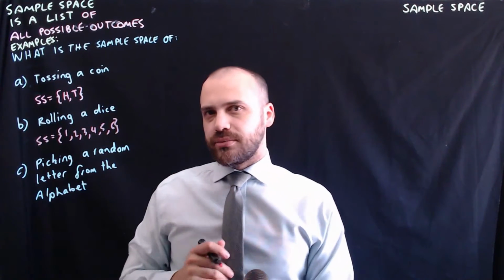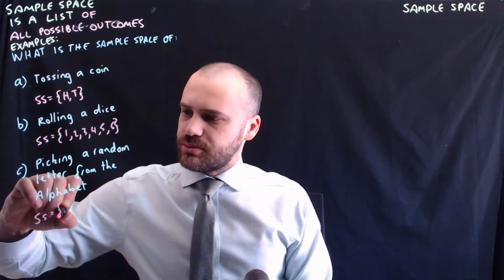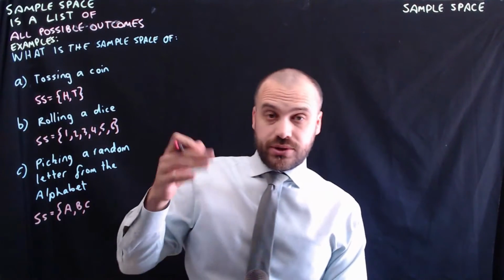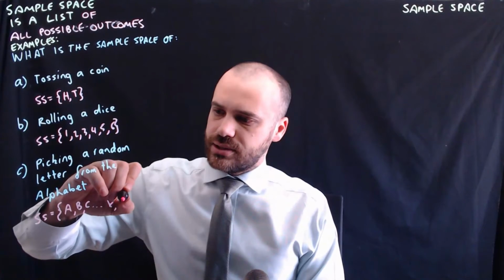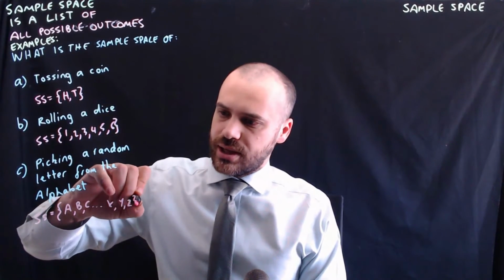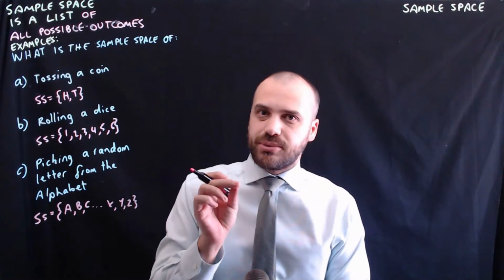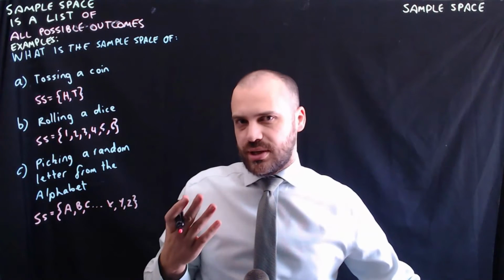And picking a random letter from the alphabet, this would take a while. Sample space is equal to A, B, C, D, E, F, G, H, I, J, all the way up to X, Y, Z. Alright, so the important thing for you to know at the moment is that a sample space is a list. But that's probably not the most important thing that we do with sample space.